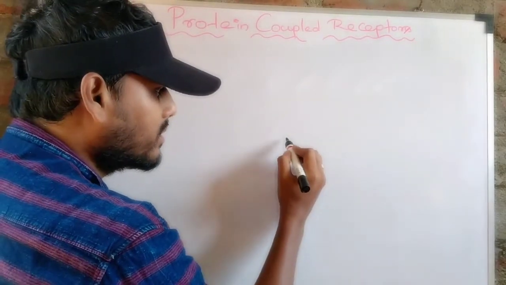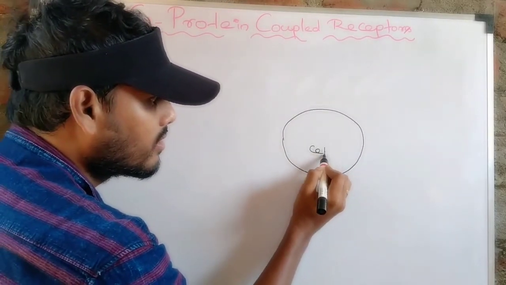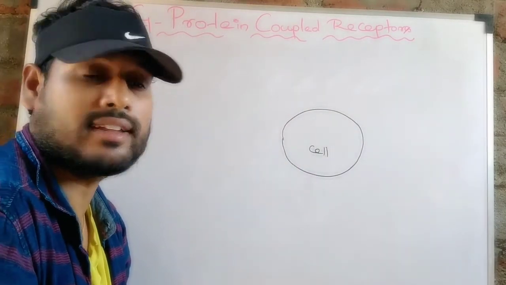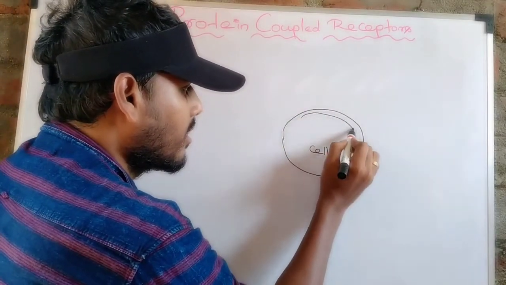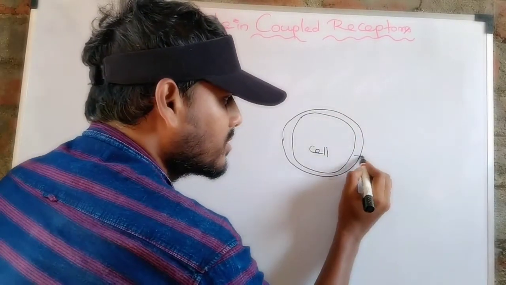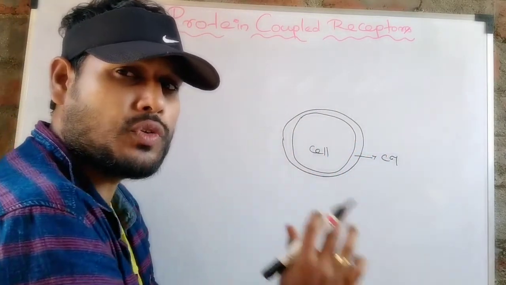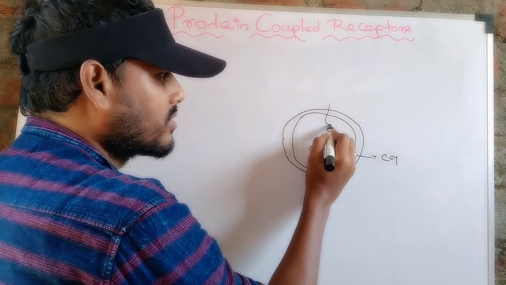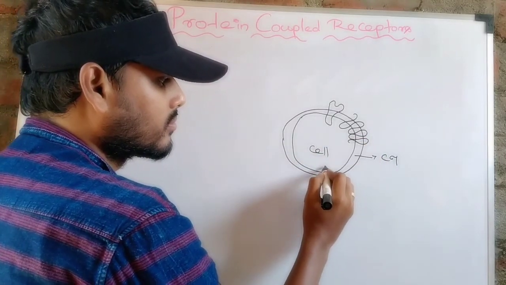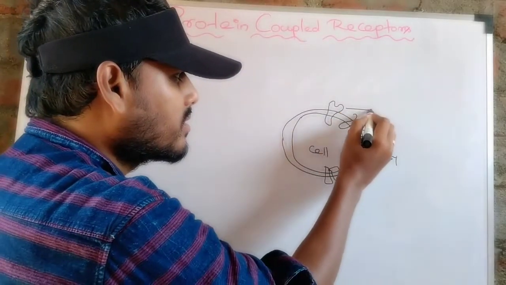Assume this is one of the cells of your body. The body is made up of millions of cells, right? We have taken one cell. Obviously every cell has a cell membrane. So this is a cell membrane. On the cell membrane, you will find a number of different types of receptors. These are the receptors.